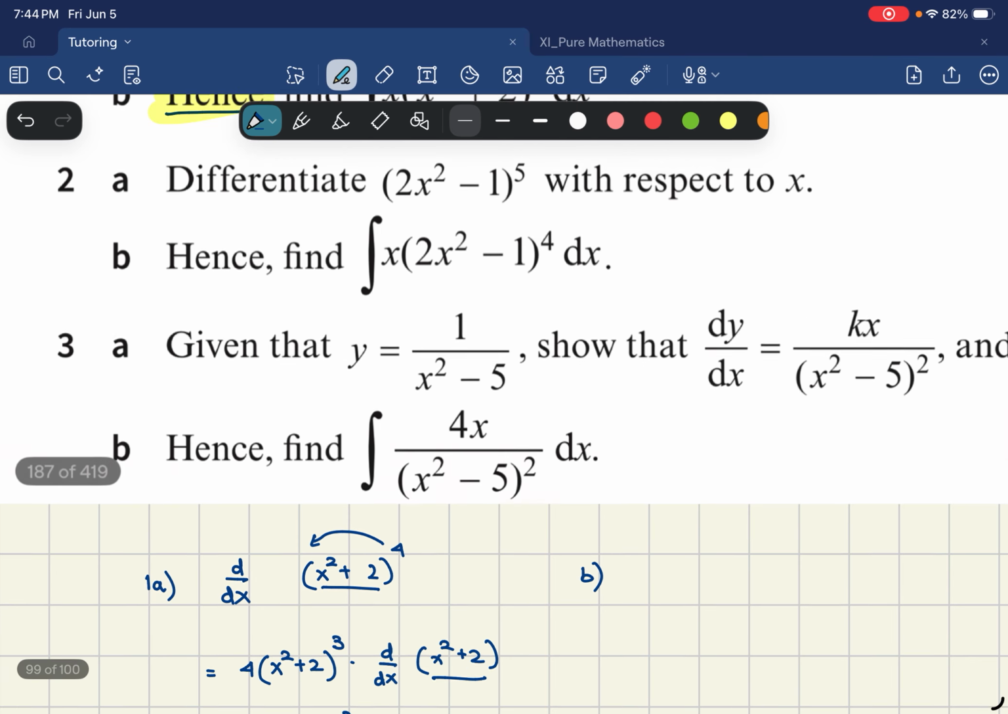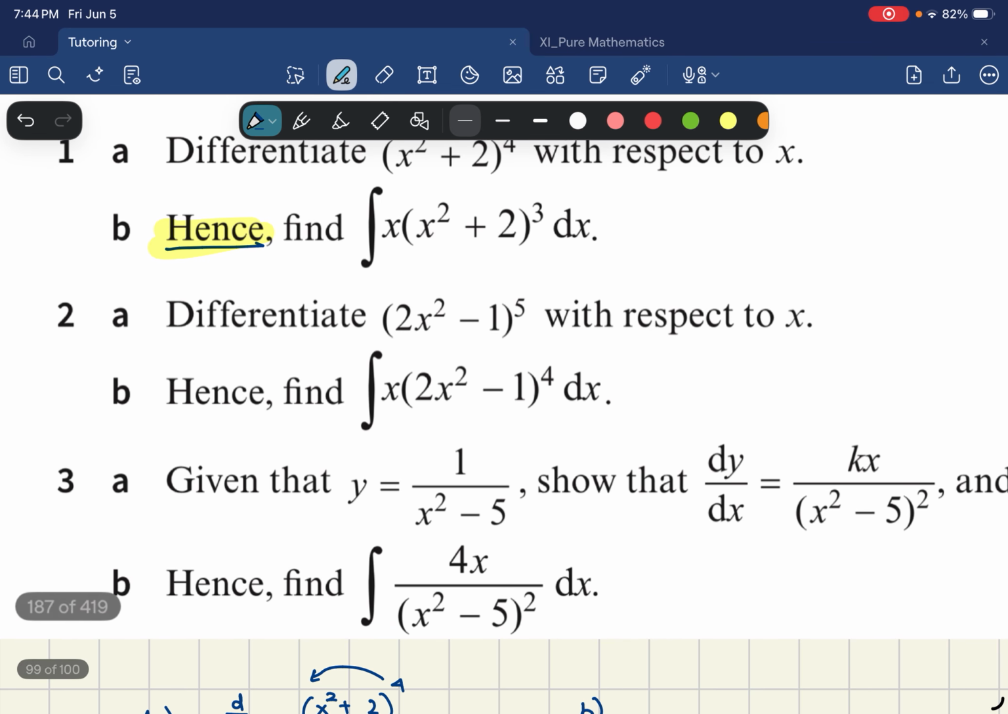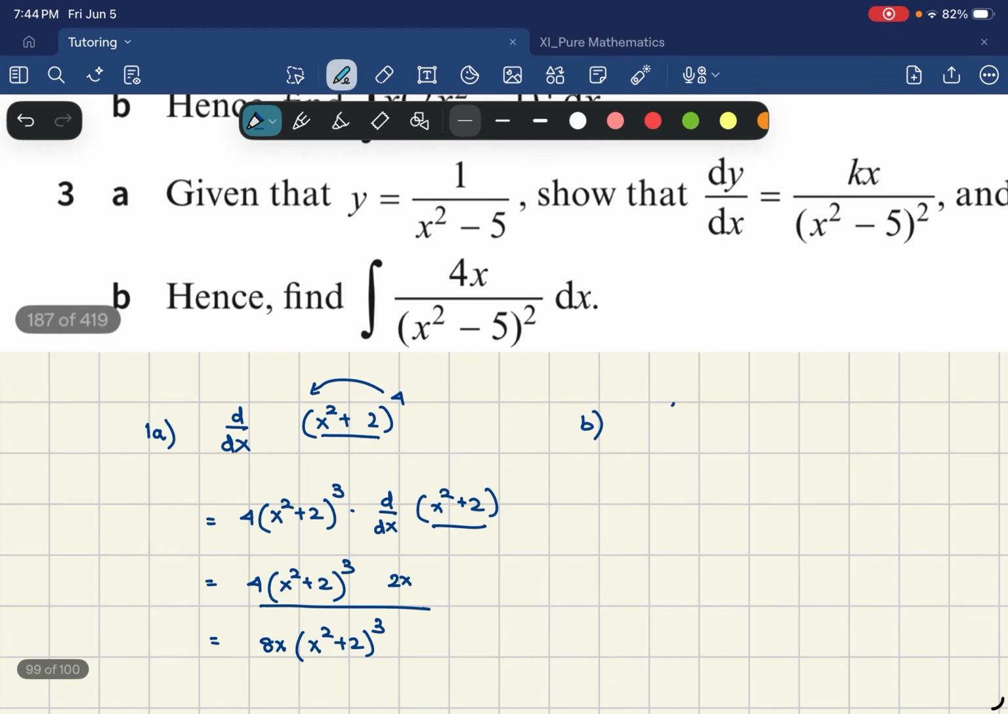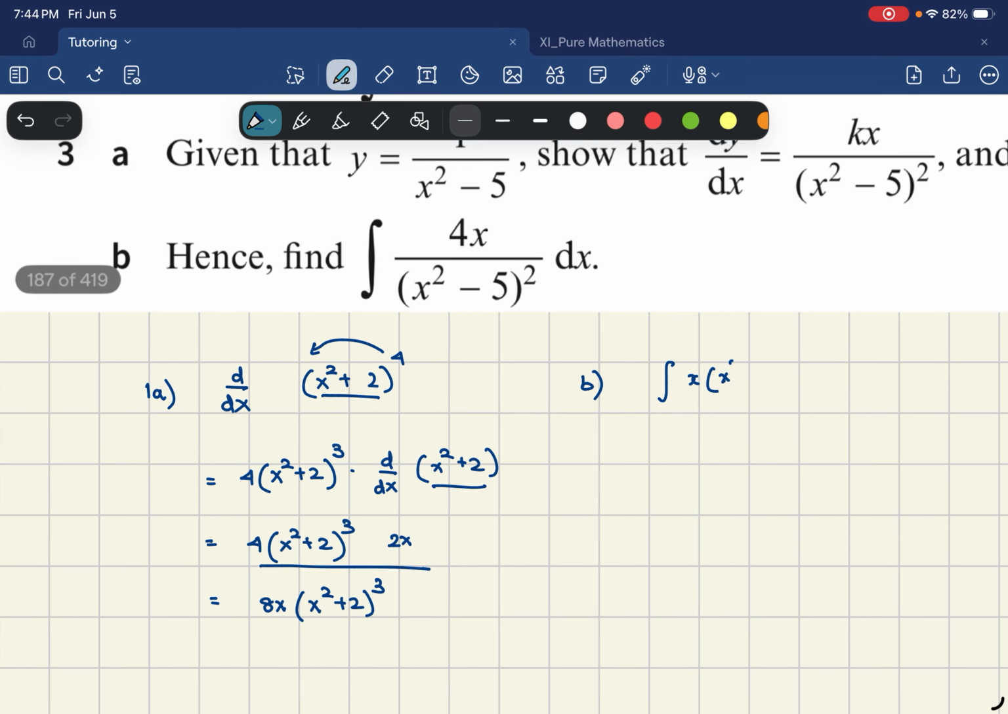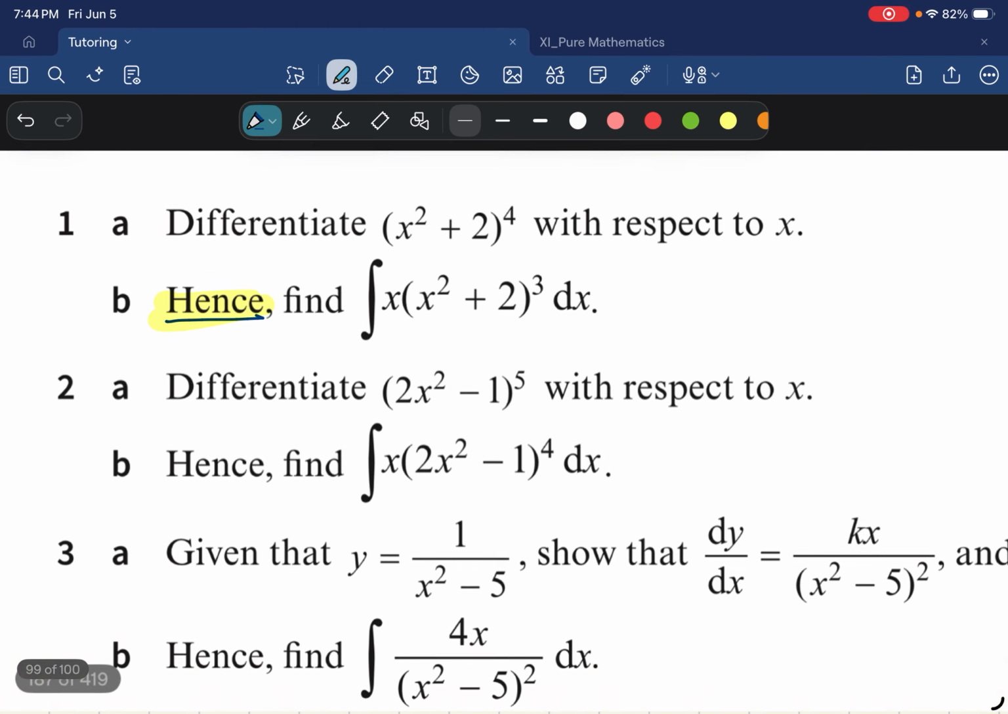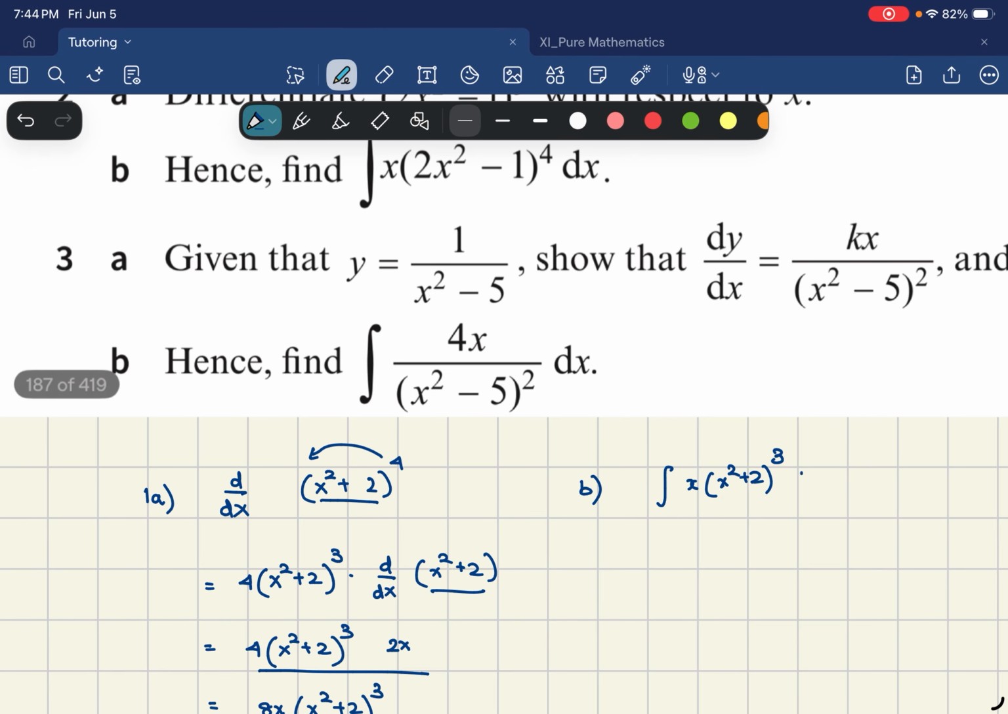Part B says, hence, find the integral of x times (x squared plus 2) to the power 3 dx. If it says hence, you have to use the result from part A. If it says hence or otherwise, you can use another method. And there is another method here actually called U substitution, but we won't discuss this for grade 11. We will discuss this probably for grade 12.